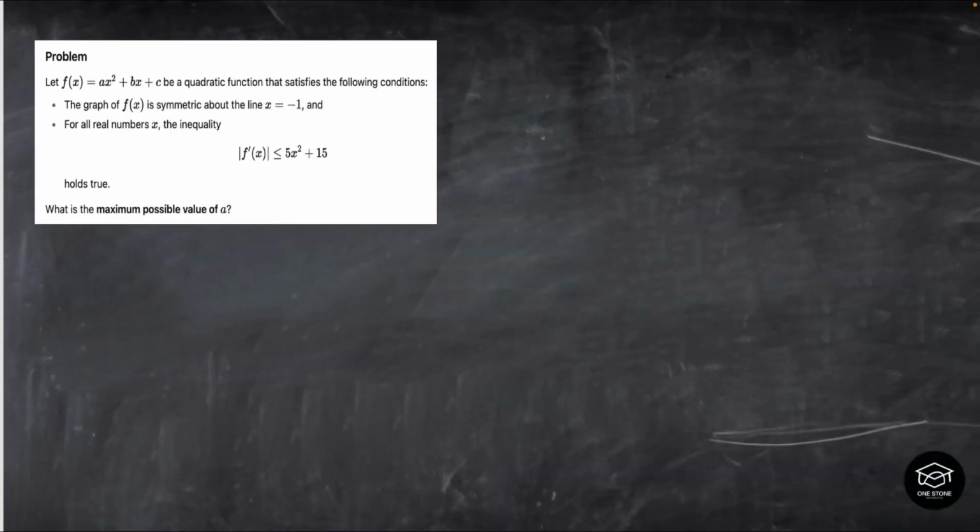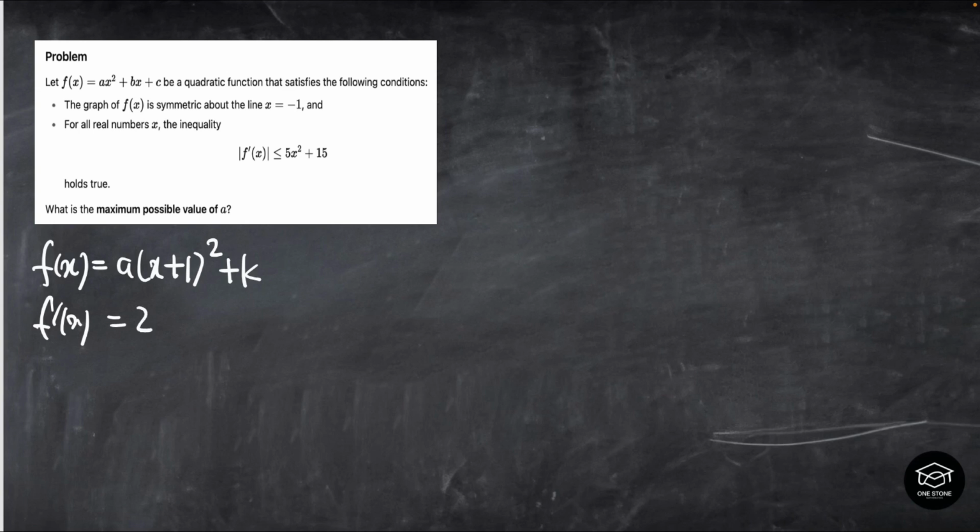Let's begin by using the symmetry information. Since the axis of symmetry is at x = -1, we can write the function in vertex form as f(x) = a(x + 1)² + k. Taking the derivative, we get f'(x) = 2a(x + 1). So the inequality becomes |2a(x + 1)| ≤ 5x² + 15 for all x.